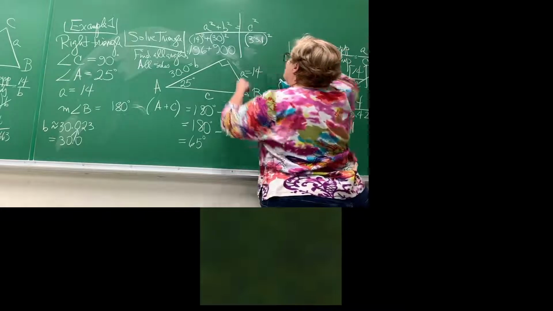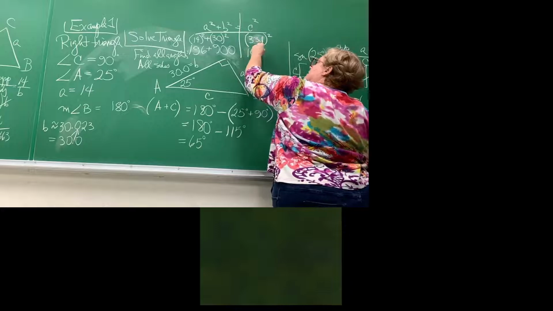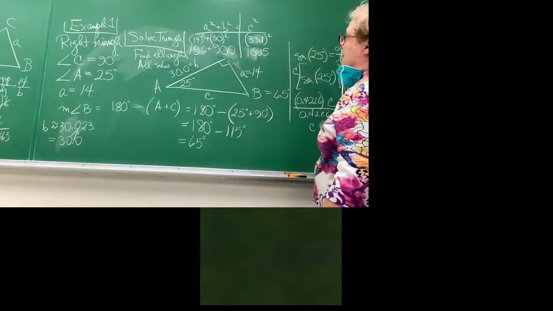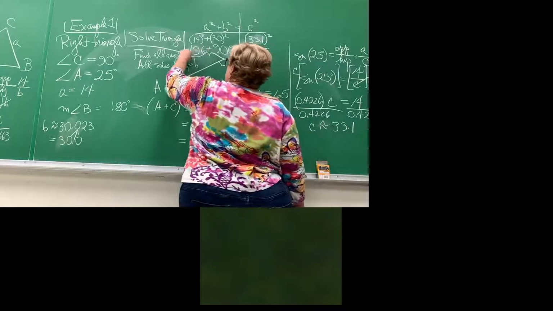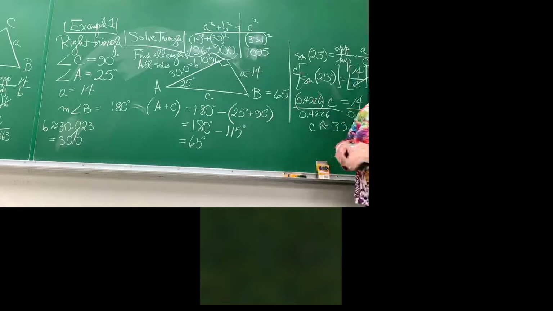Yeah, 1,095. 1095? Yeah, 1095. Okay. And what is 196 plus 900? Do we feel good about these values? Why are they not exactly the same? Because we rounded. That's right.